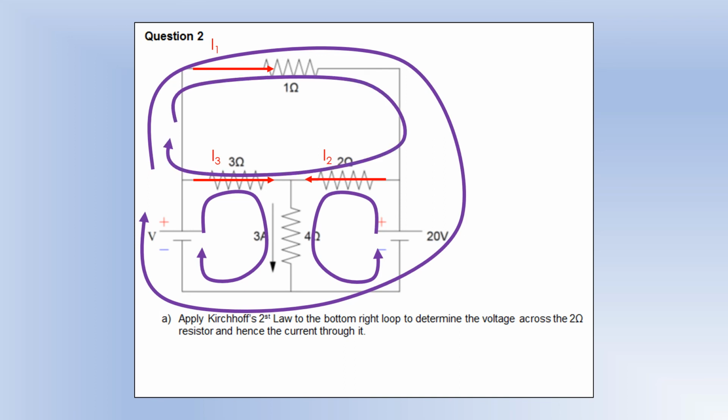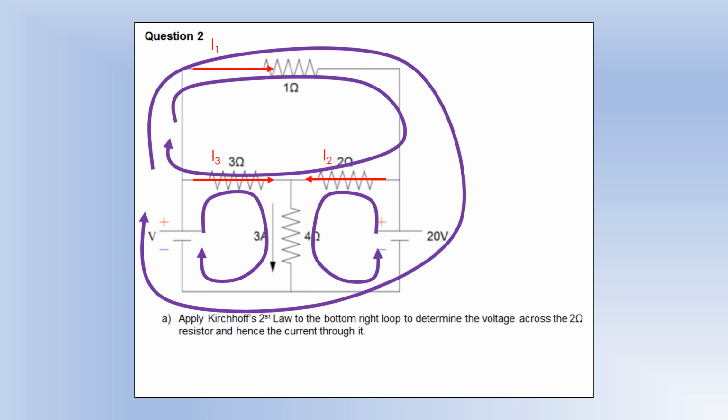The final loop I might end up using is this one. So we can see the sum of the EMFs in this loop is 0, because there aren't any EMF sources. I1 and I2 are in the same direction as the loop, so those are going to be positive. I3 is in the opposite direction, so the potential difference across the 3 ohm is actually going to be a negative or minus number. Okay. So that's kind of our starting point.